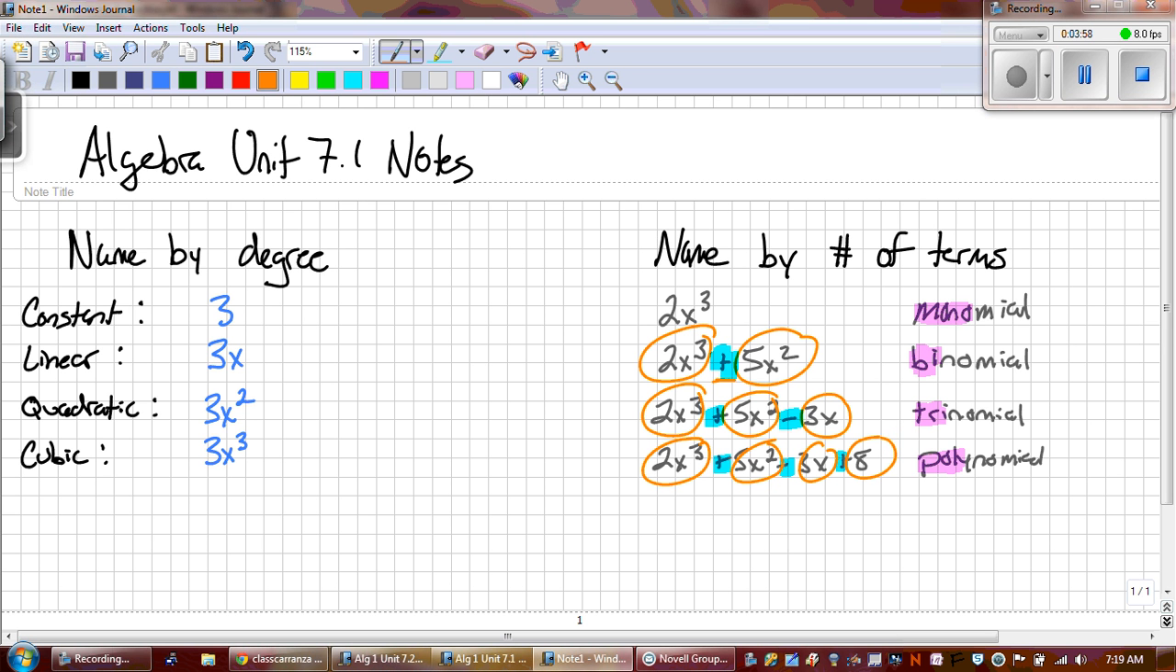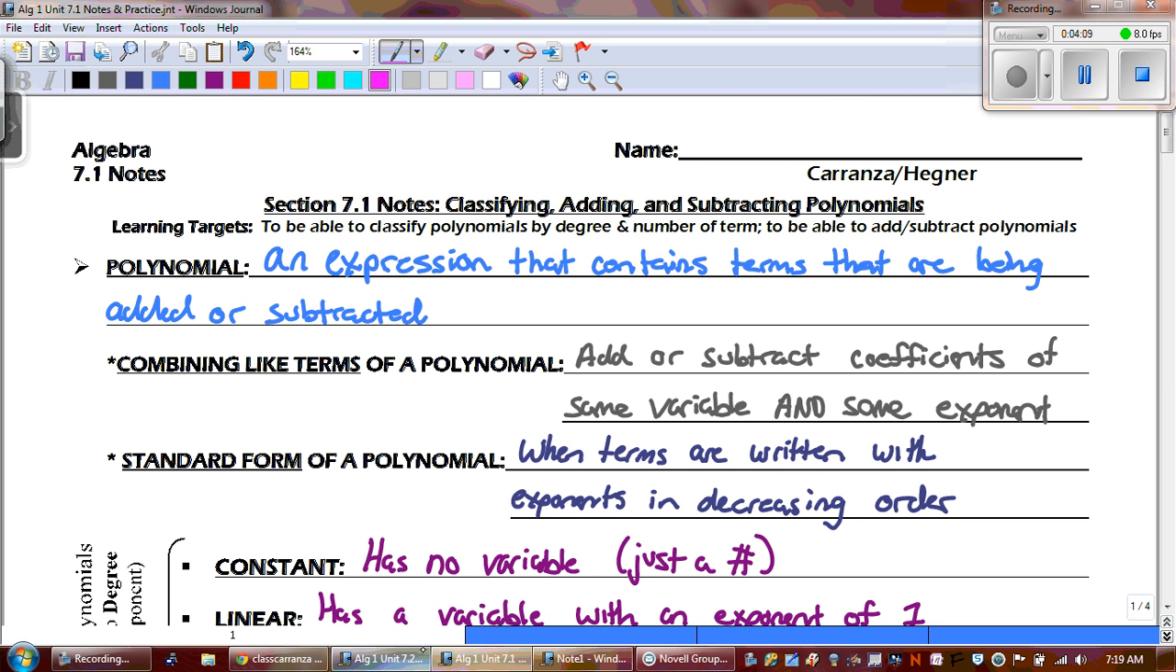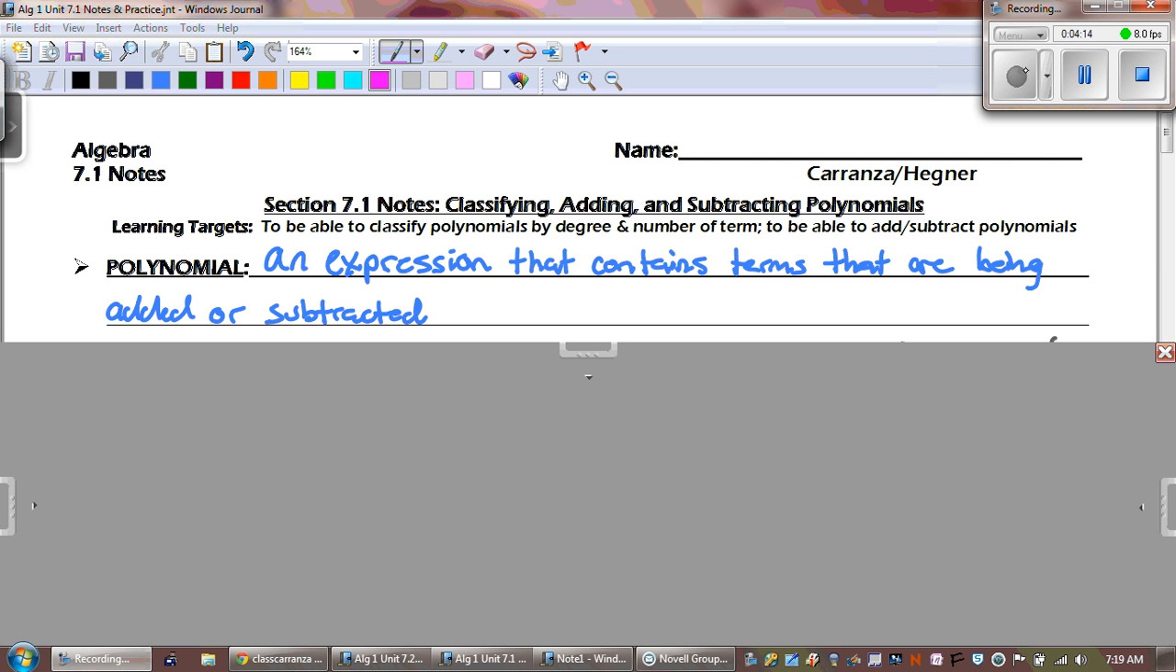So there's 2 ways we're going to do this. One, we're going to look at the degree, and the second thing we look at is the number of terms. Let's get started on your notes. I know mine looks a lot different than yours, so hold on real quick. The first thing we want to look at is a polynomial. A polynomial is an expression that contains terms that are being added or subtracted. I'm going to go through these definitions pretty quick, so if you need to go back and look at a certain one, just pause the video.